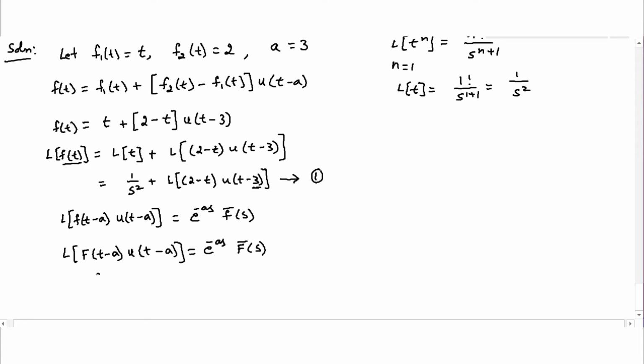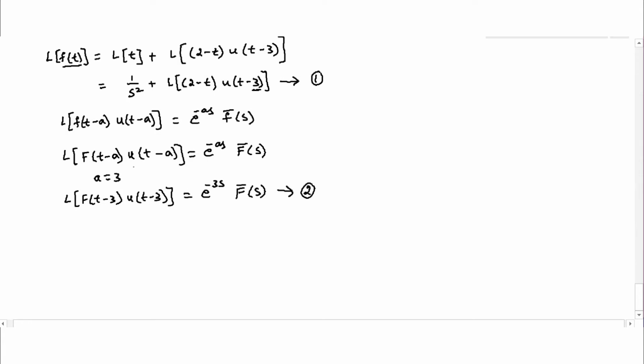So your value of a in this case is 3. If you plug in this value over here, the Laplace transform of F(t − 3) u(t − 3) is equal to e^(−3s) times F bar of s. Now I need to calculate this F bar of s. So let us try to calculate this F bar of s. This equation, I'll take as equation number 2.